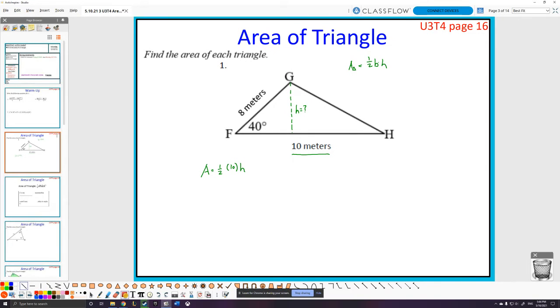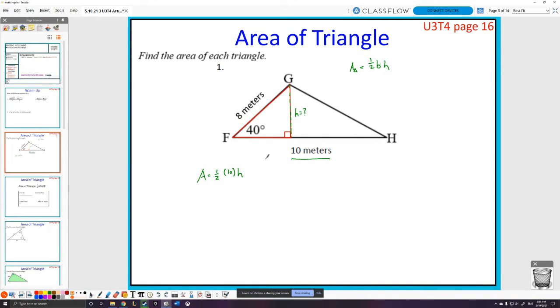But since my height is a vertical line straight down to the base, I actually have this other triangle that is a right triangle. So I can actually use my Pythagorean theorem. I'm sorry, not Pythagorean theorem. I can use my trig ratios to find what the height is, specifically using this angle of 40 and 8 meters here. This is effectively now my hypotenuse for this triangle.